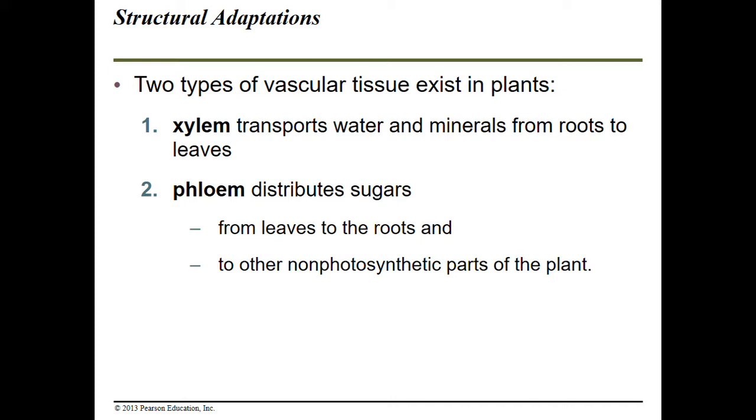The xylem transports water and minerals from roots to leaves. So from the bottom up, from the roots towards the leaves. And the phloem distributes the sugars, and it goes the opposite direction. It goes from the leaves to the roots so that the non-photosynthetic parts of plants can still get energy.